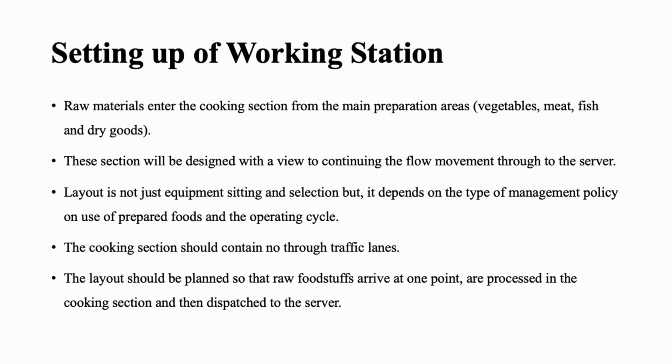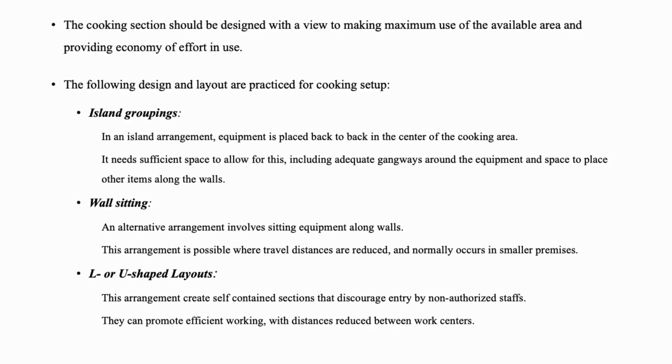Layout is not just equipment setting and selecting, but it depends on the type of management policy on use of prepared foods and the operating cycle. The cooking sections should contain no through traffic lanes. The layout should be planned so that raw foodstuff arrives at one point, is processed in the cooking sections, and then dispatched to the server.